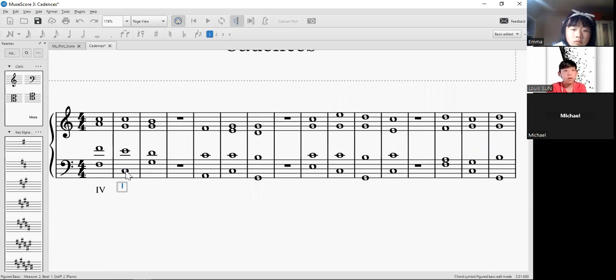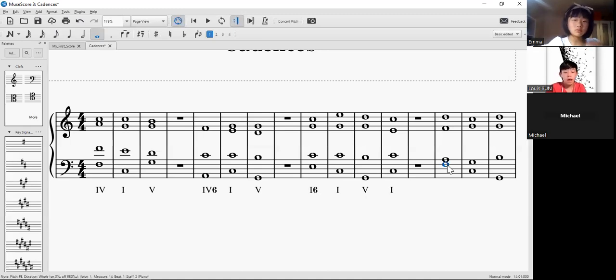1, 5, 4, 4, 6, 1, 5, 1, 6, 1, 5, 1, and 2 has to be lowercase since it's a minor triad. 2, 6, 5, sorry, 1, 5. Okay, I'm taking a screenshot of this.